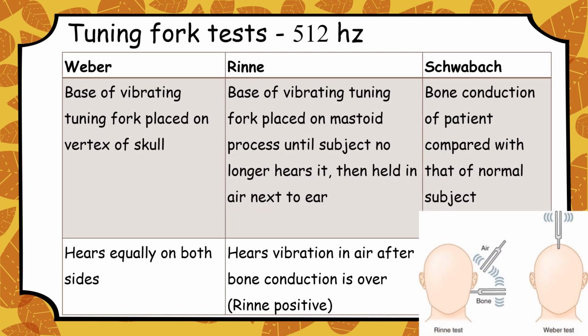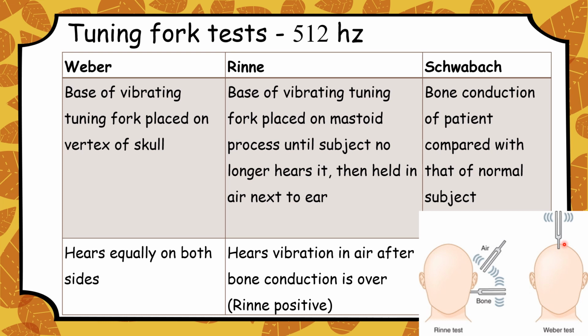Tuning fork test. A tuning fork of 512 hertz is used. Weber's test: the base of the vibrating tuning fork is placed on the vertex of the skull, and it has to be felt equally on both sides. So it is for bone conduction.